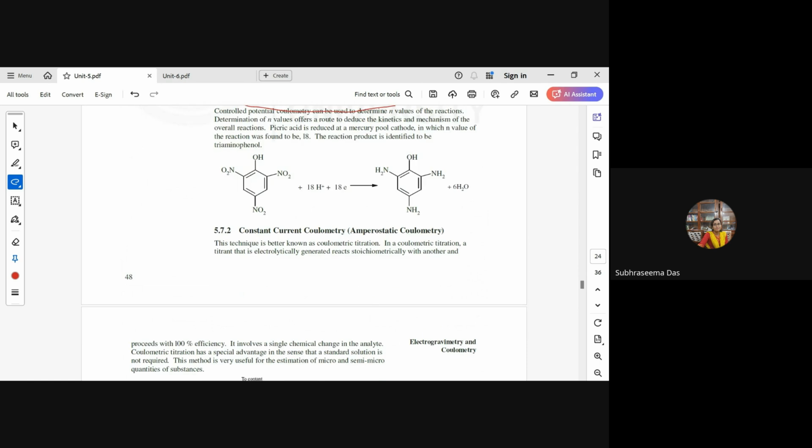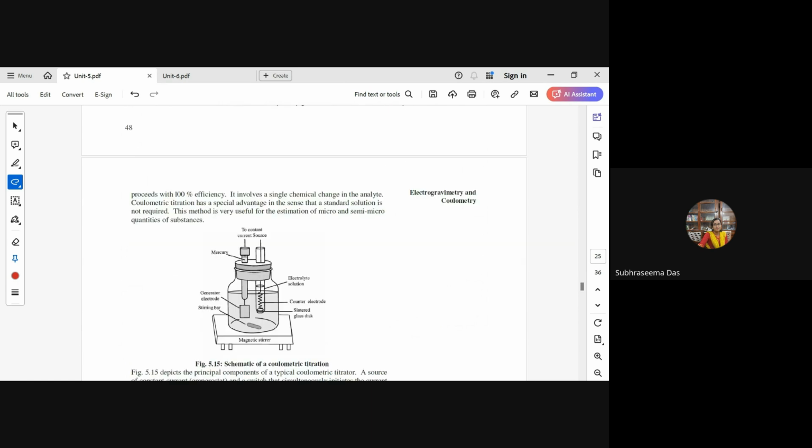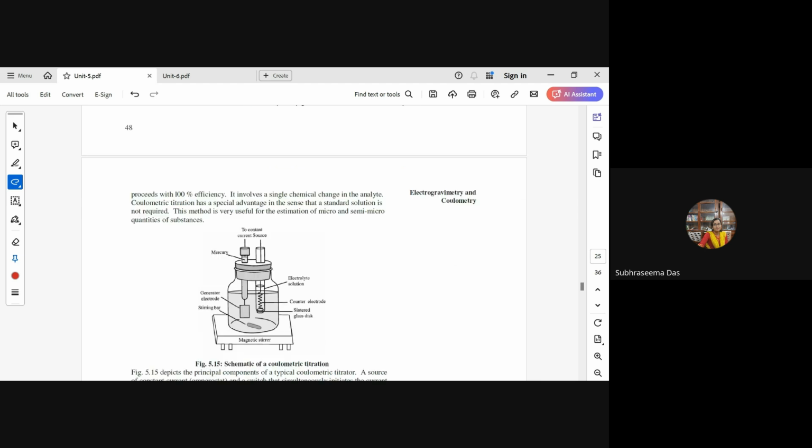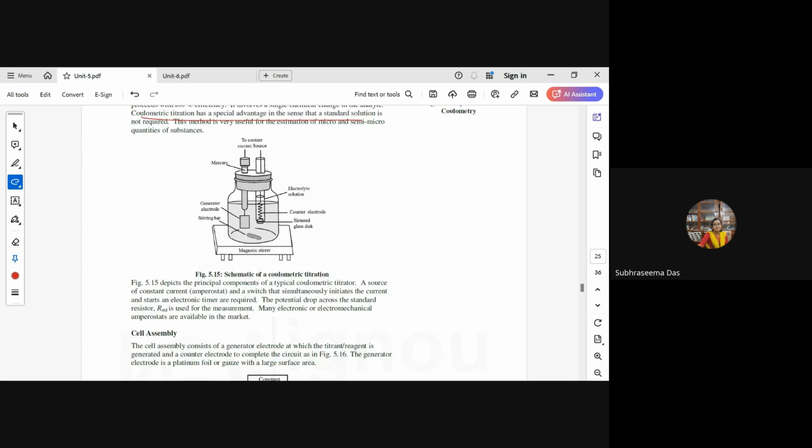Now, constant current coulometry, that is amperostatic coulometry, is better known as coulometric titration. In a coulometric titration, a titrant is electrolytically generated and reacts stoichiometrically with the analyte, proceeding with almost 100% efficiency. It involves a single chemical change in the analyte. Coulometric titration has a special advantage in that a standard solution is not required. It is also very useful for estimating substances in micro amounts.